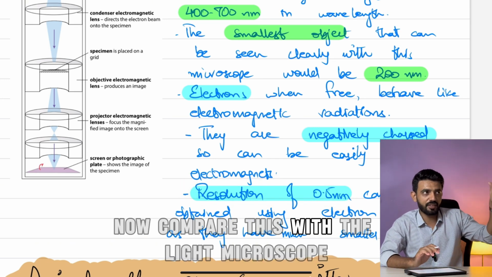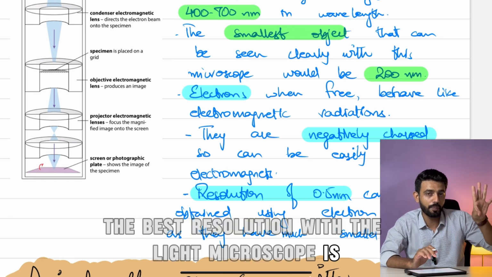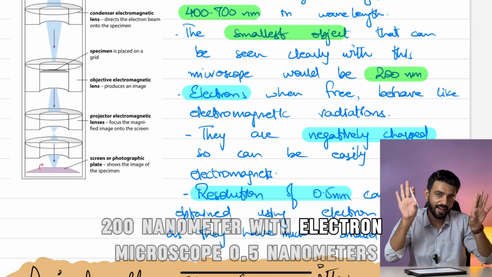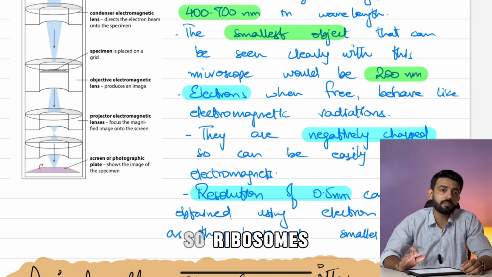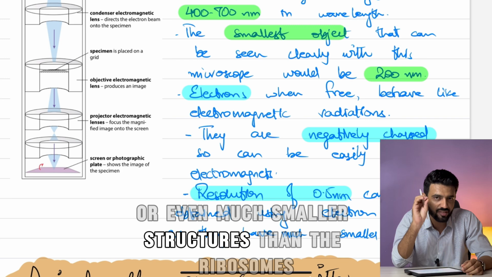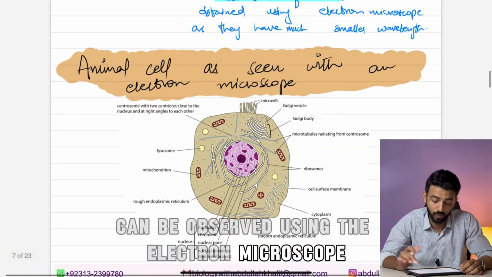Now compare this with the light microscope. The best resolution with the light microscope is 200 nanometer. With electron microscope, 0.5 nanometer. So ribosomes or even much smaller structures than the ribosomes can be observed using the electron microscope.